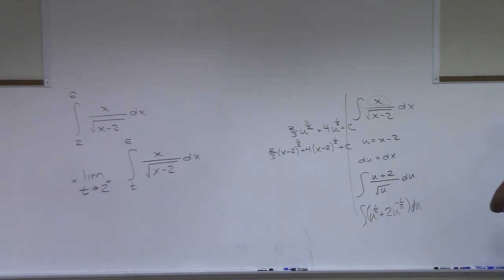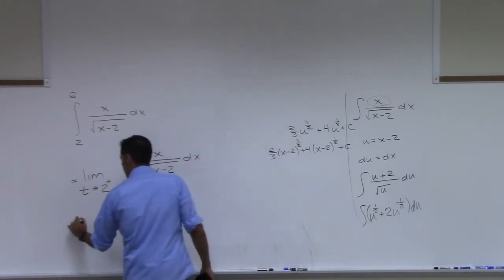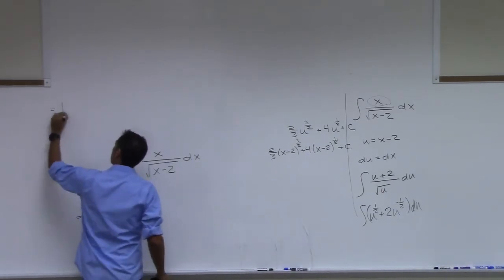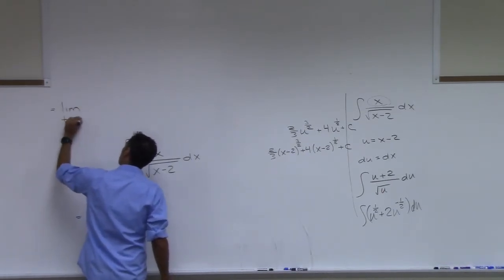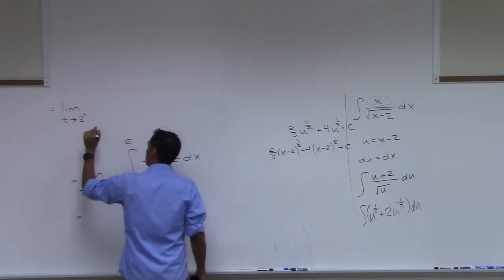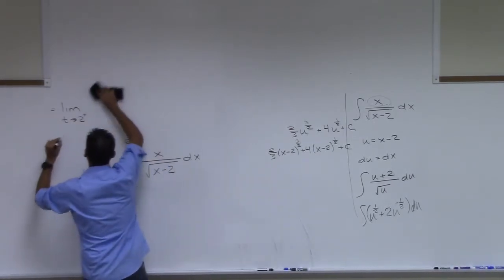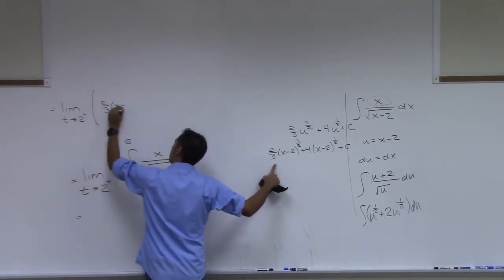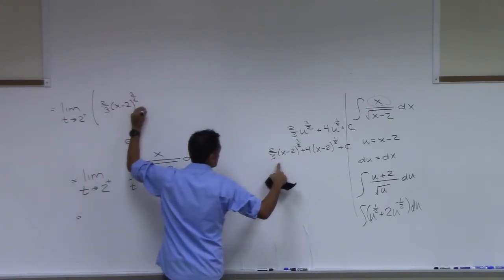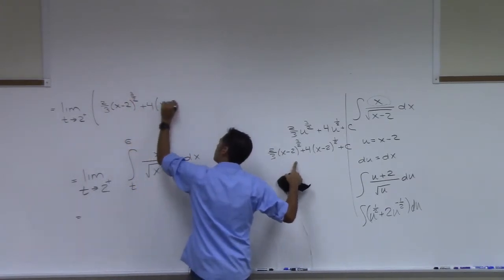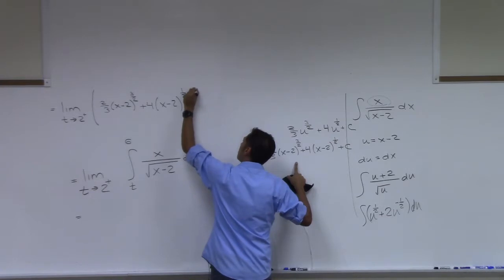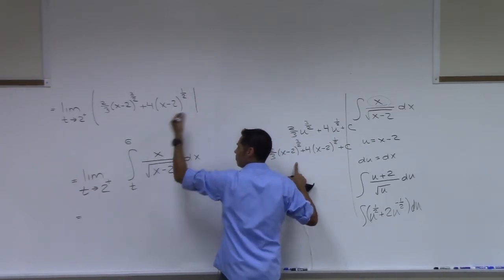Yeah? And that's now going to get plugged in. We've got to do a limit on it. So this should be equal to, let me bring it up here so y'all can see it better. This is going to be the limit as t approaches 2 from the right-hand side of the antiderivative, which is 2/3 (x minus 2) to the 3 halves plus 4 times (x minus 2) to the 1/2. And then I want to evaluate that from t to 6.